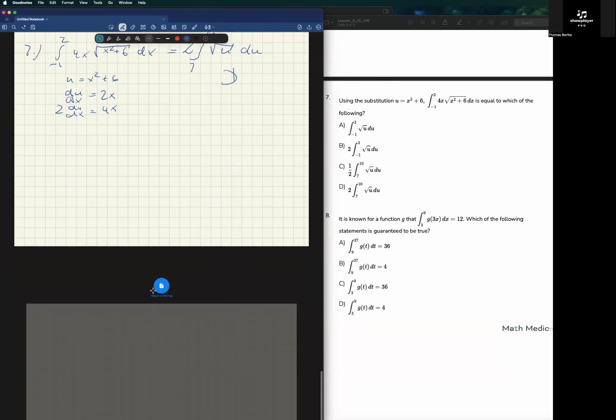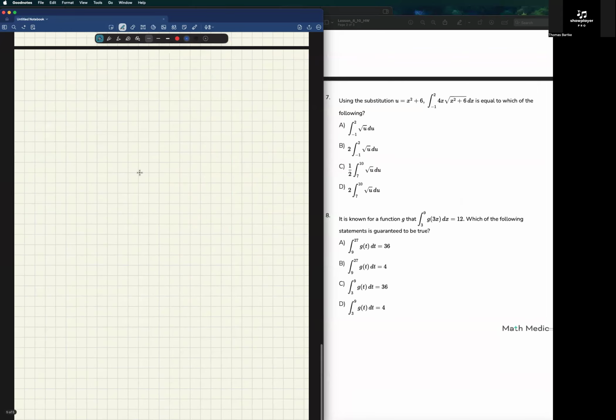Let's go on. Number 8. Ooh, we're going to get this completely done in the time I have. All right, number 8 is, it is known for a function g that this thing equals 12. Which of the following statements is guaranteed to be true? Let's see if we can just have something fall off the truck.